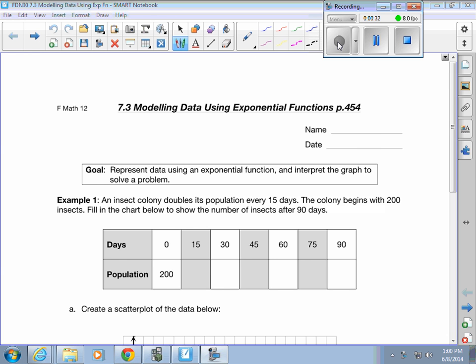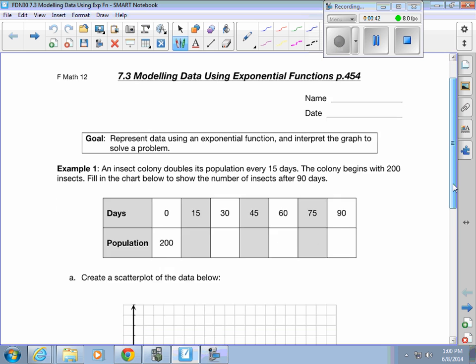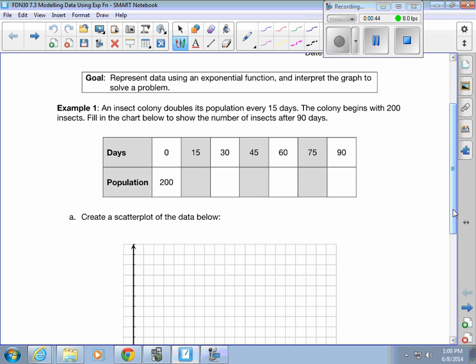So example 1 says, an insect colony doubles its population every 15 days. The colony begins with 200 insects. Fill in the chart below to show the number of insects after 90 days. So we know that every 15 days we're going to have twice the amount that was there before. So we started at 200.